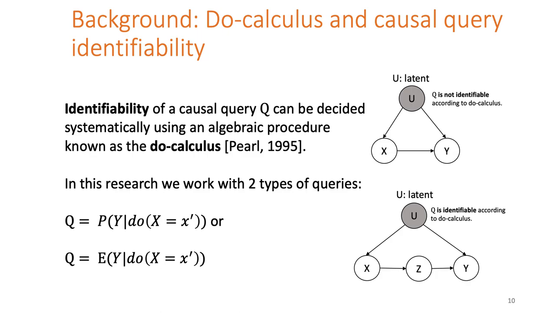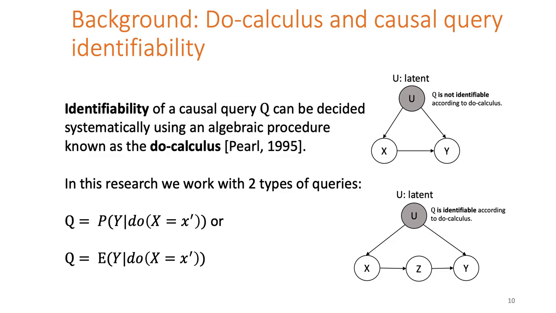That is the probability of y given an observation on x, while p of y given do x equal to x prime is the probability of y given an intervention in x. This means that the value of x is fixed to a constant value x prime. Hence, x is no longer affected by its upstream nodes.